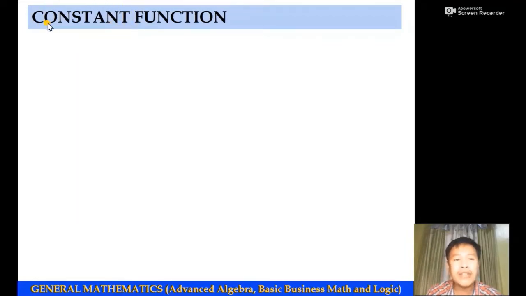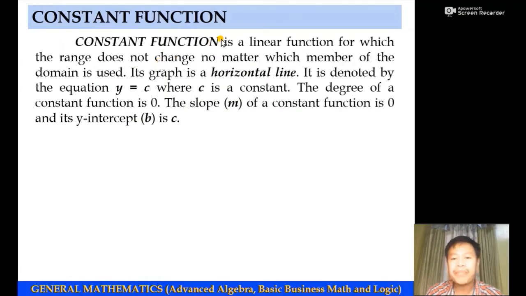It means that a constant is not a variable. For example, 5 is a constant. 6 is also an example of a constant. 0 is also a constant. Negative 5.1 is also a constant. It means that this number already has a fixed value. That is why if we are talking about a constant function, it is a linear function.